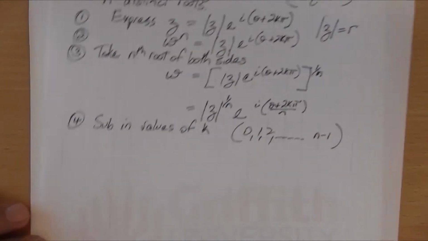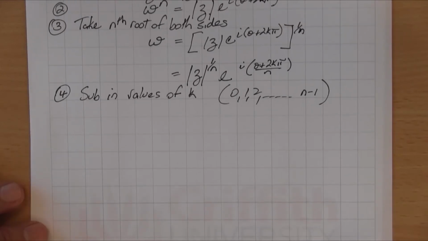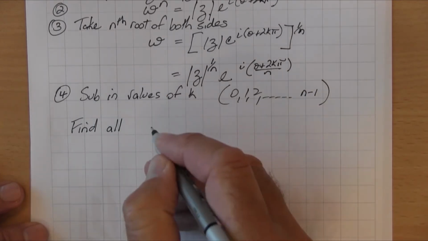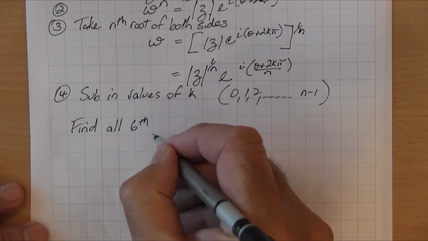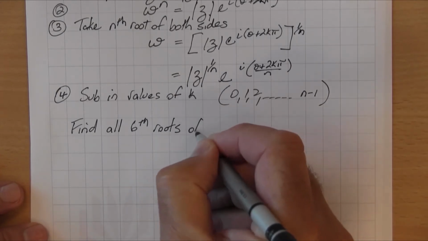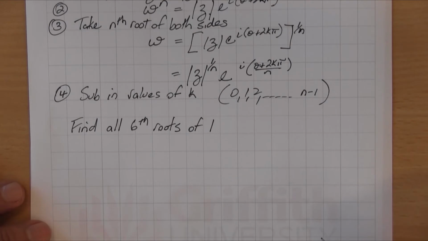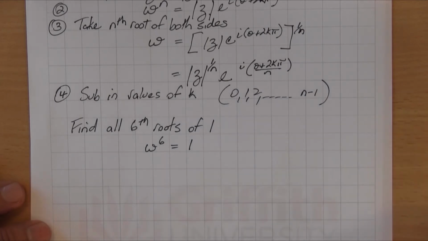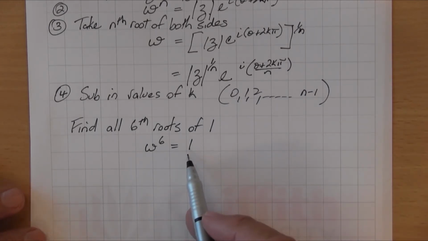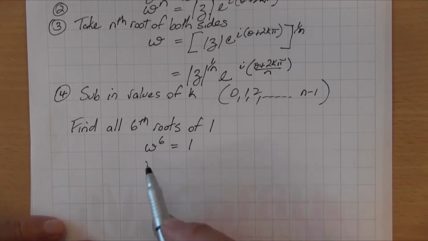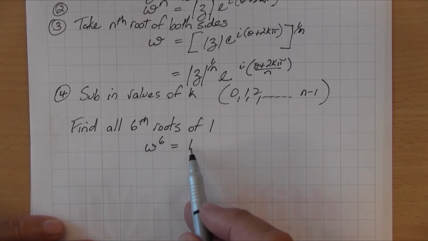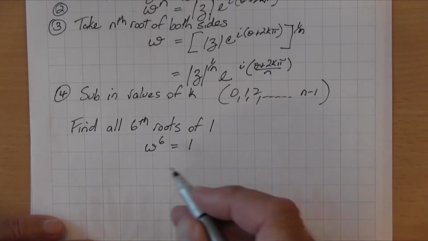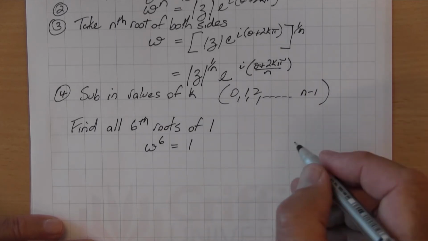So let's just look at an example, and hopefully that'll make a little bit more sense. So find all sixth roots of 1. Okay, so we've got w to the 6th equals 1. Now 1 can be expressed as a complex number, and if we think of the number 1, forget about the fact we've got w to the 6th here, we'll just look at 1, and how can we express that as x plus iy, or r e to the i theta.